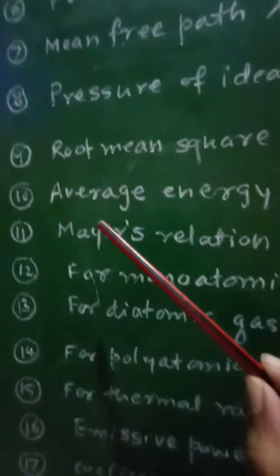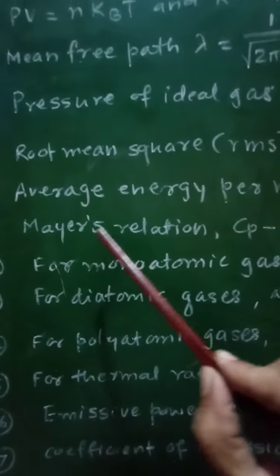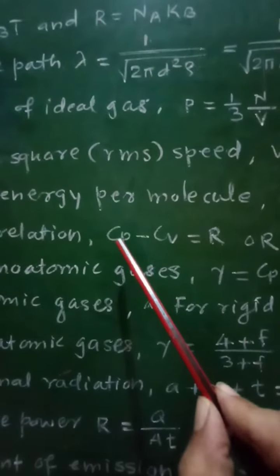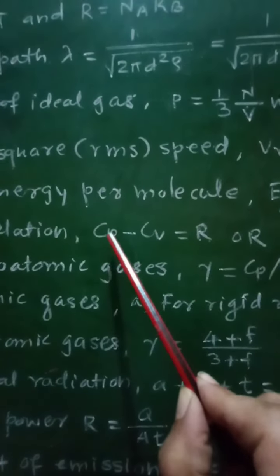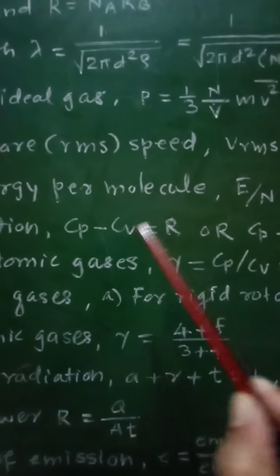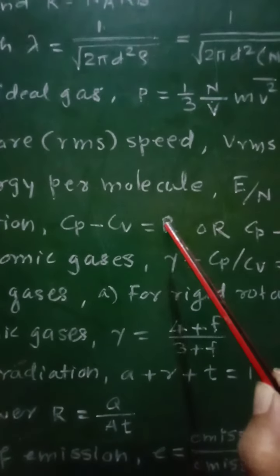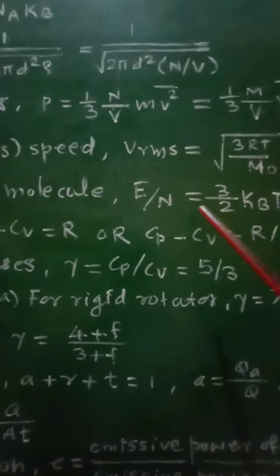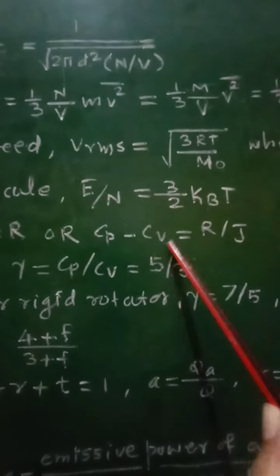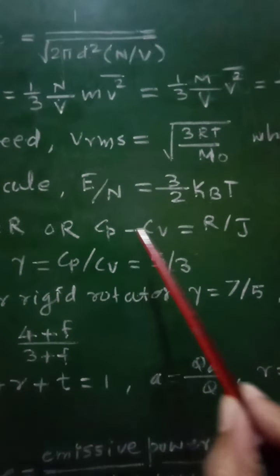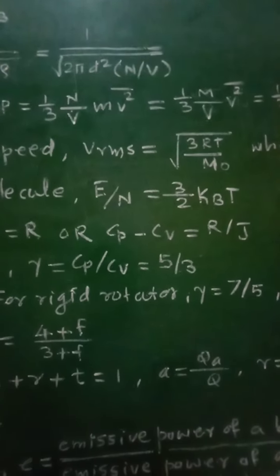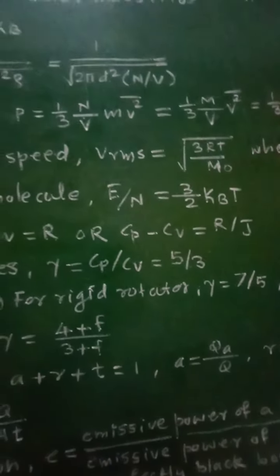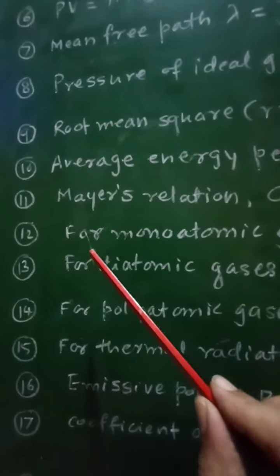Then 11th formula gives Mayer's relation, which gives the relation between specific heat at constant pressure and specific heat at constant volume, that is Cp minus Cv equal to R. Then it is also given by the formula Cp minus Cv equal to R by J, because that energy will be measured in terms of calorie as well as joule.